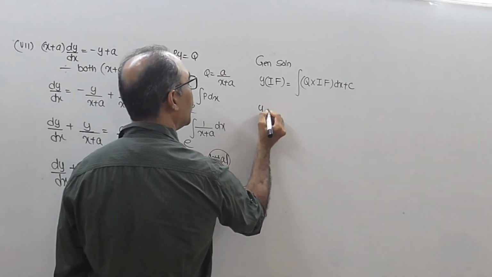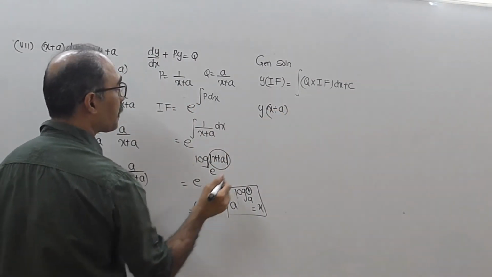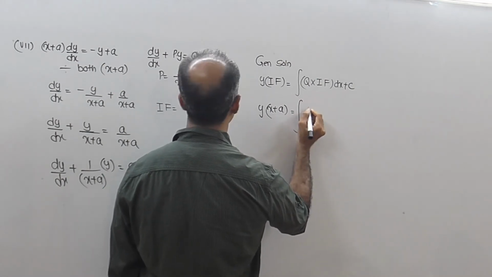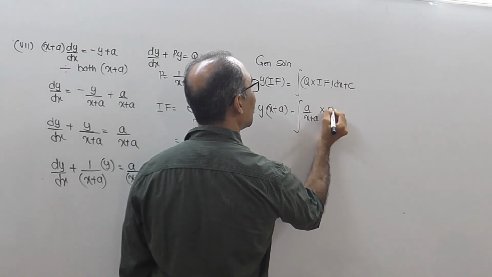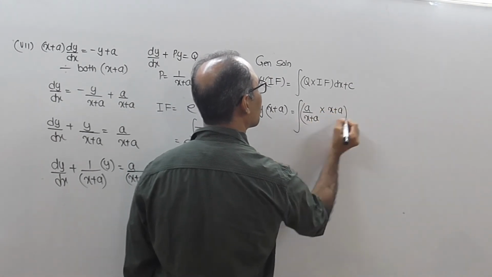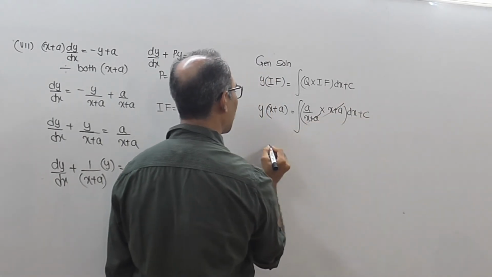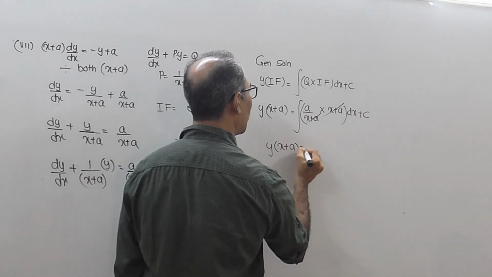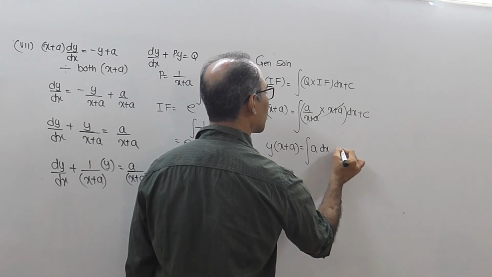Y into integrating factor, I think we have got it as x plus a equal to integration q. What is q? Q is a upon x plus a. Integrating factor is x plus a into dx and plus c. काम करो, x plus a कट कर दो, you get y multiplied by x plus a equal to integration a dx and plus c.